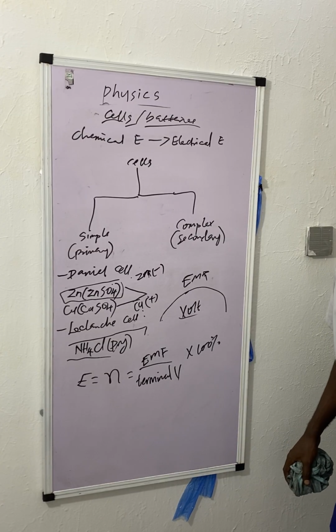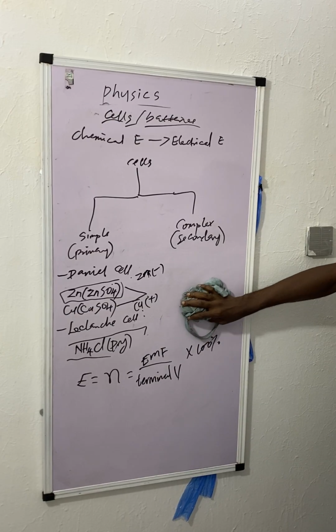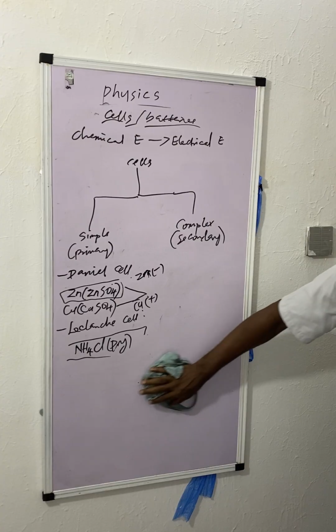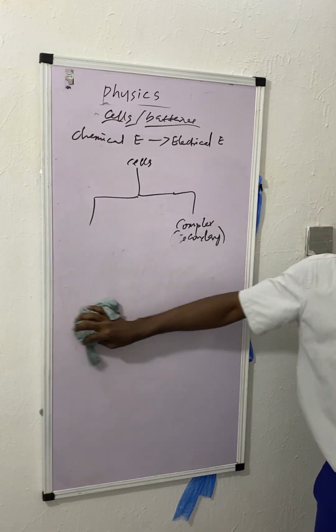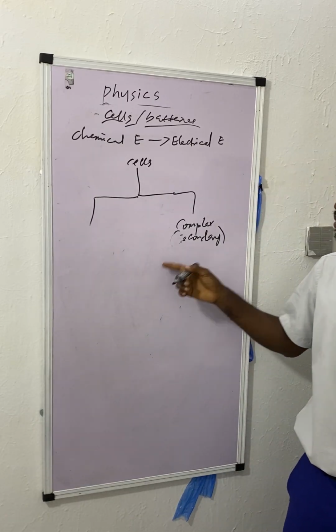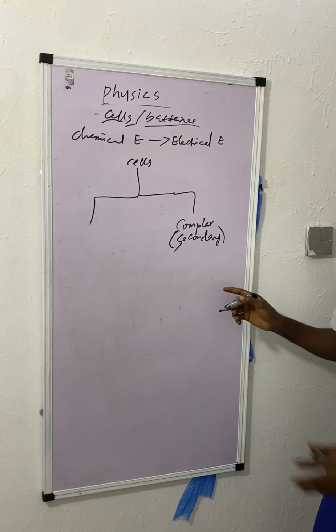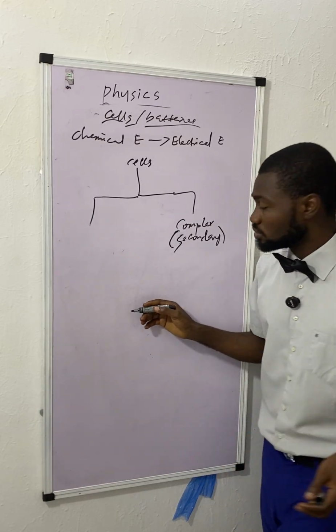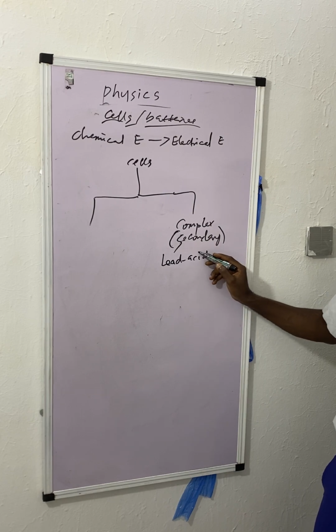Under the secondary cell, we have two cells: nickel iron and lead acid accumulator. The lead accumulator cell, you can recharge them. Most of these cells, like Daniel cell and Leclanche cell, are not rechargeable. Simple cells and primary cells are not rechargeable, but complex or secondary cells are usually rechargeable.